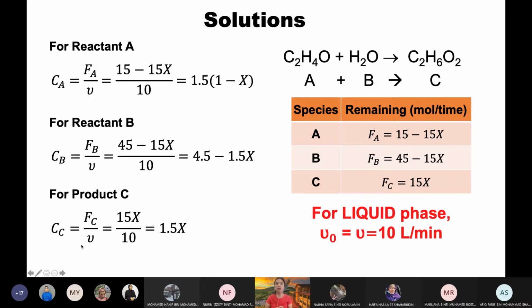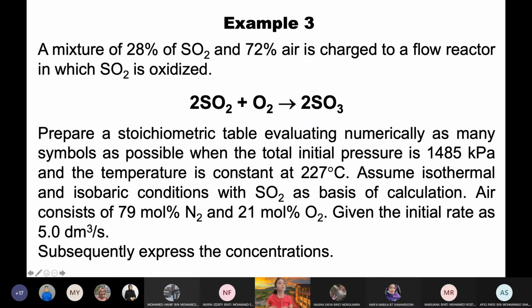And last one for C, outlet concentration of C equals to outlet molar flow rate of C divided outlet volumetric flow rate. So from the table, FC was 15x, outlet volumetric flow rate was 10, you get 1.5x. So why in this example, the x is still there because we do not know the conversion. So tak tahu conversion, kita biarkan sajalah, kita express dalam bentuk number and x. So done for the next example. So let us try go to the very last example, then we are done for today. So we have about 30 minutes, we can do one question, then we are done for today.